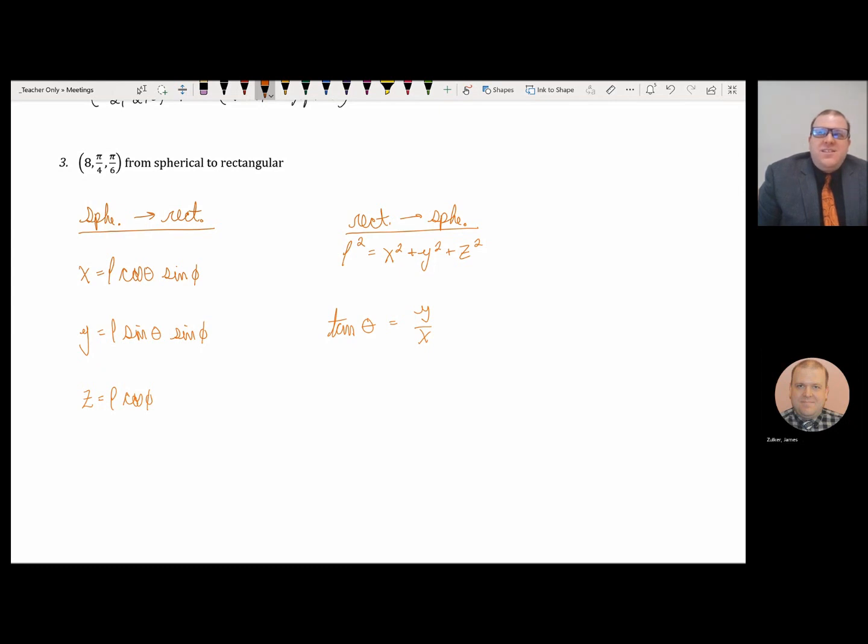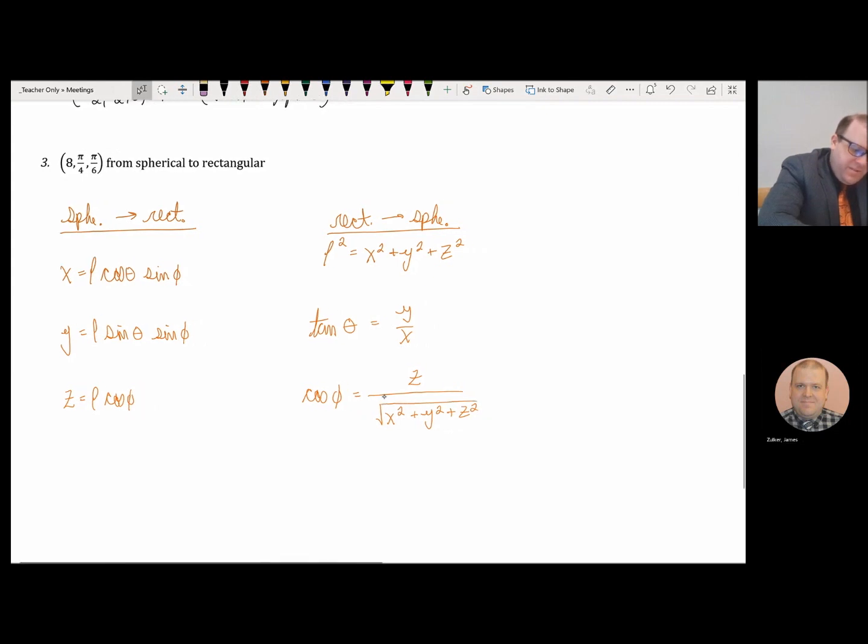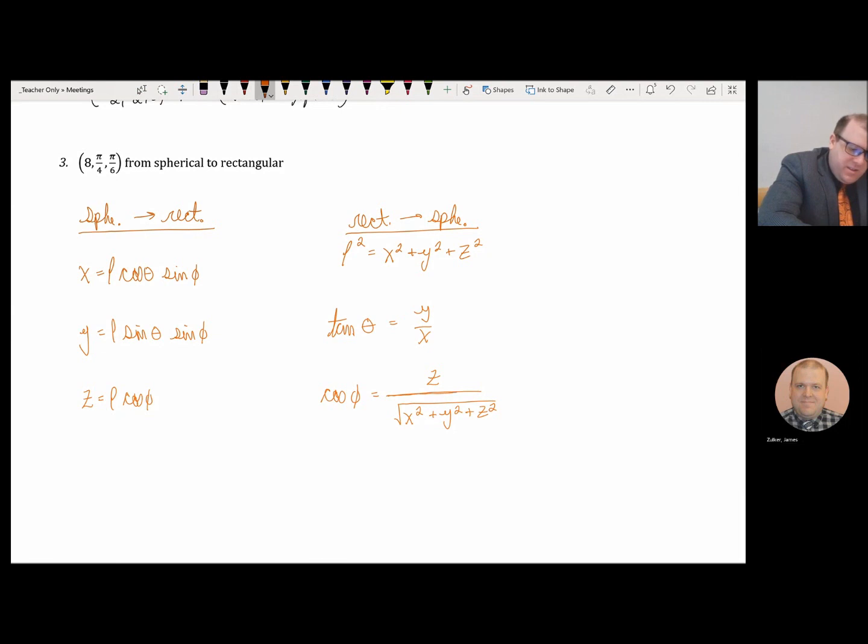Now for phi. This is the relation for phi. Cosine of phi is z over the square root of x squared plus y squared plus z squared. But that square root is rho. So you'll typically see me write cosine of phi is z over rho, just because I'm lazy and don't want to write out square root of x squared plus y squared plus z squared all the time.